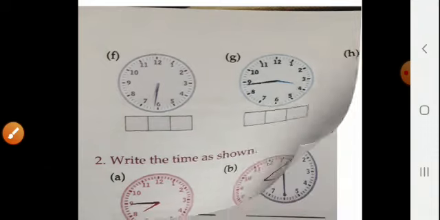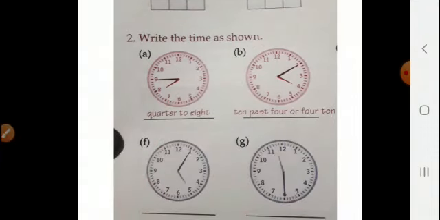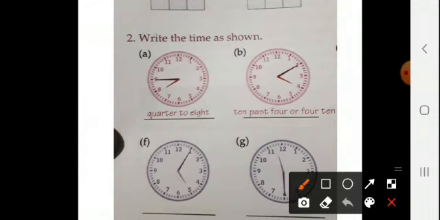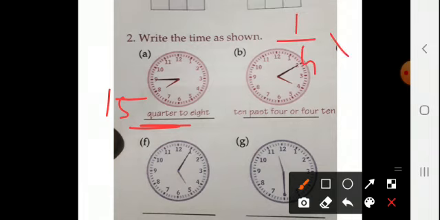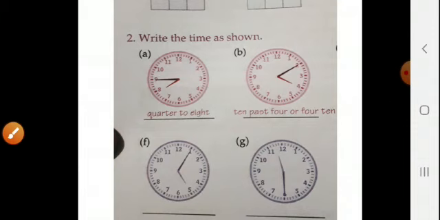Now, come on towards our second part. Write the time as shown. See first of all, in what way we have to write it. Here the time is 8:45. Sorry, 7:45 it is. Or in another way, we can say it is a quarter to 8. Quarter means 15 minutes. Quarter means 1/4. And what is 1/4 of 60? It is 15 minutes. Understood?